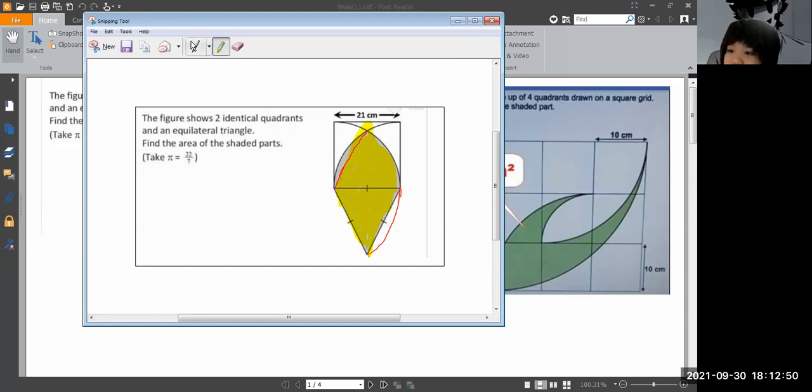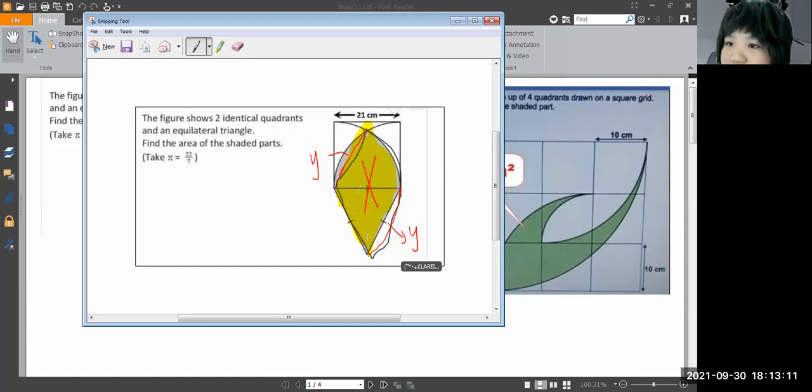I call this the X, and of course the minor one, this is your Y. So far so good. So it's like this. This is 60 degree. This is 60 degree, right? Because of the equilateral triangle. So this is 60 degree.